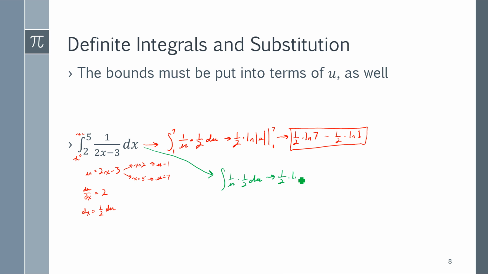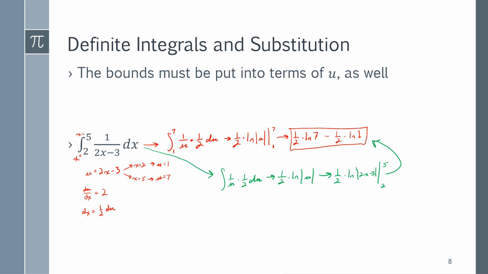So 1/2 times the natural log of the absolute value of u, 1/2 times the natural log of the absolute value of 2x minus 3. And now my bounds would be from 2 to 5 because I'm back to x's. But if I do that, it leads me back up here.